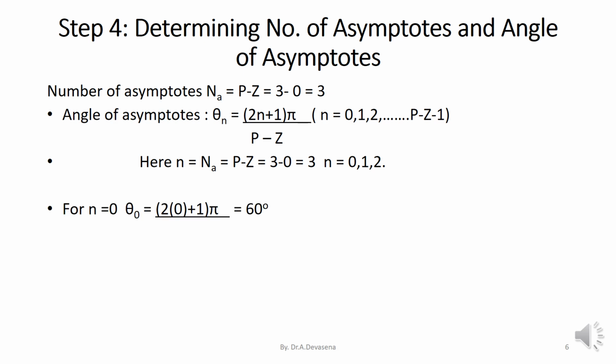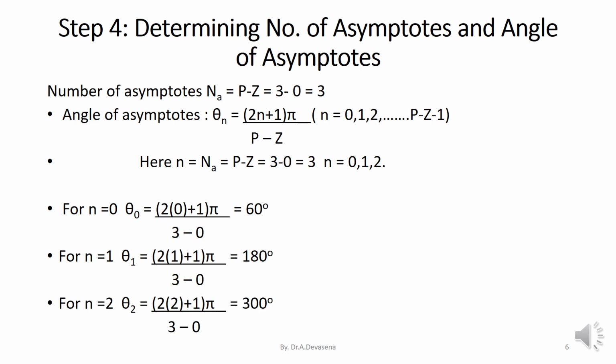For n is equal to 0, theta suffix 0 is equal to (2 of 0 plus 1) into pi divided by 3 minus 0. That is, its angle is 60 degrees. Now consider n is equal to 1. Theta 1 is equal to (2 into 1 plus 1) into pi divided by 3 minus 0. Its angle is 180 degrees. Now we are going to calculate for n is equal to 2.